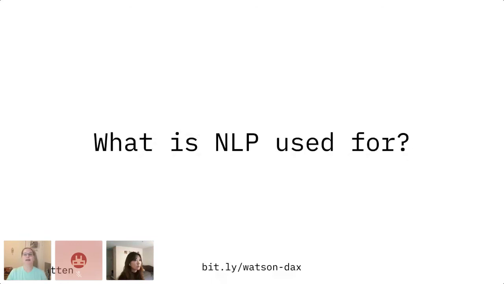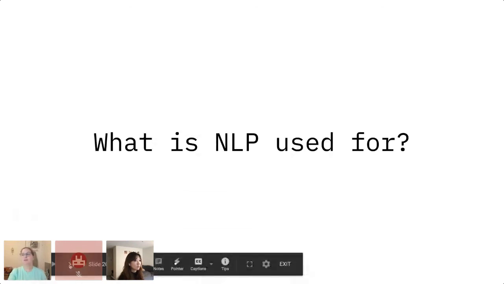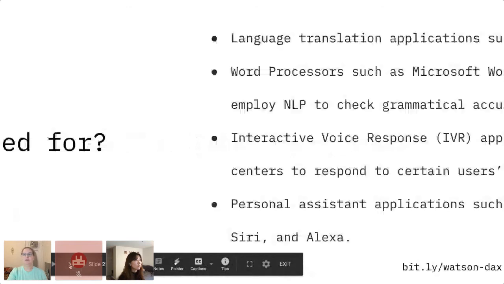So if we say, Alexa, what time is it? It's going to convert our audio to text. It's going to process the data. It's going to say, okay, it's 7:30. And then it's going to convert that data to audio, and then it's going to tell us what time it is. So that's an example of how NLP works.